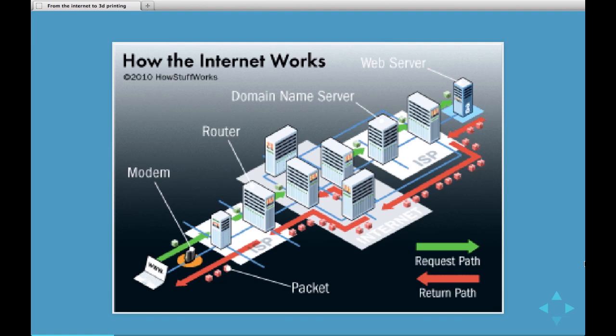So if you're looking for something on Wikipedia, you're going to request some information or a location from the domain name server. And then it's going to route through to wherever the Wikipedia information is held, and then it's going to send it back to you. Is all the Wikipedia in one place?